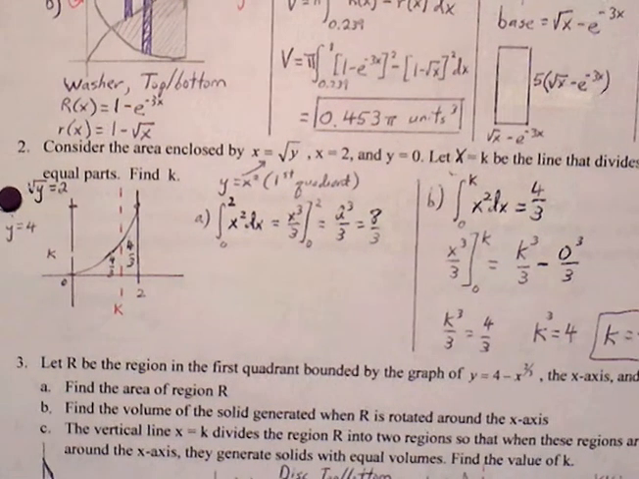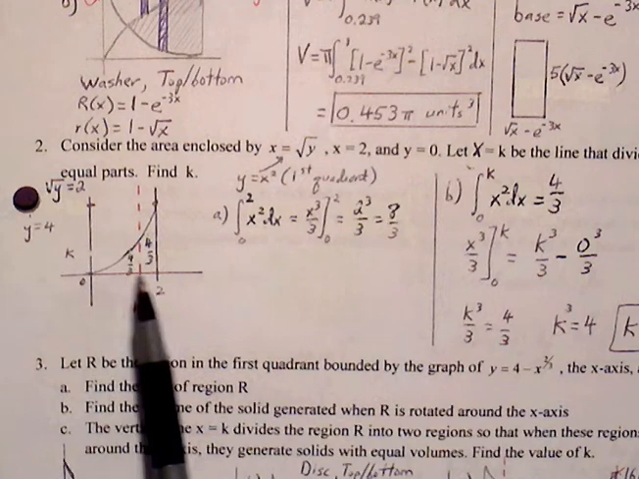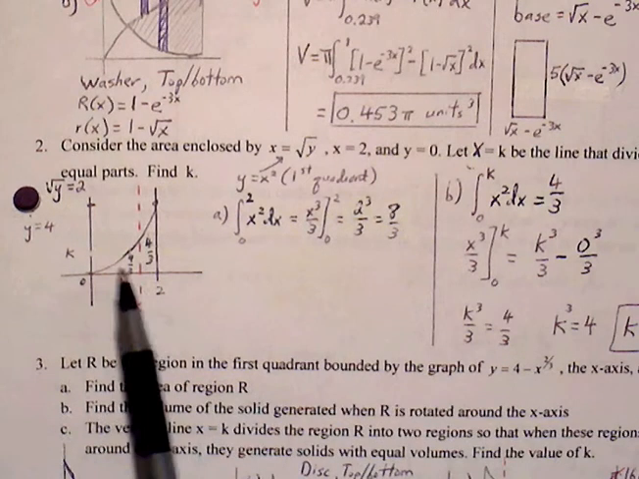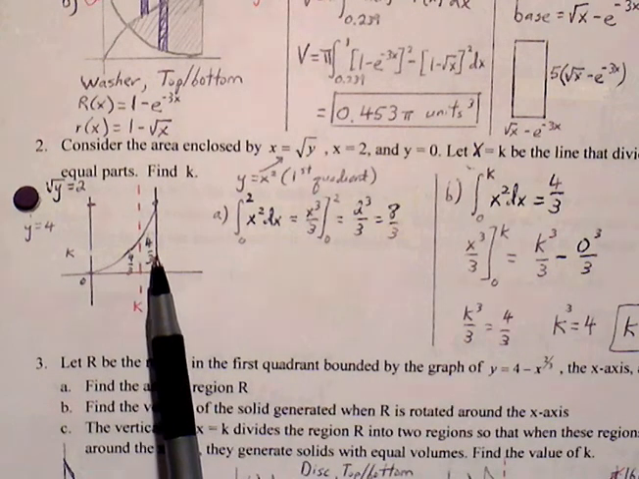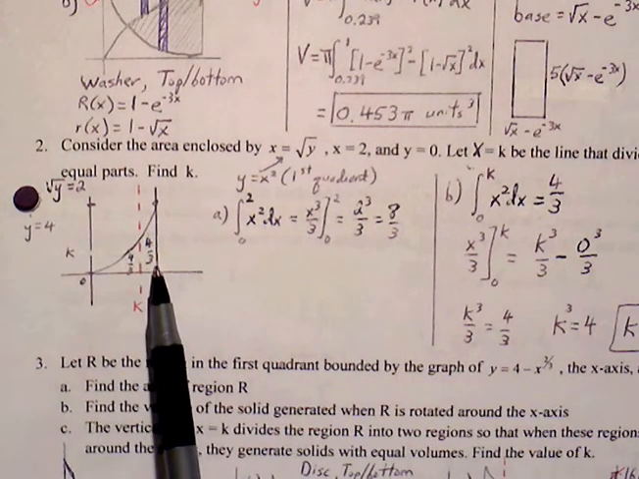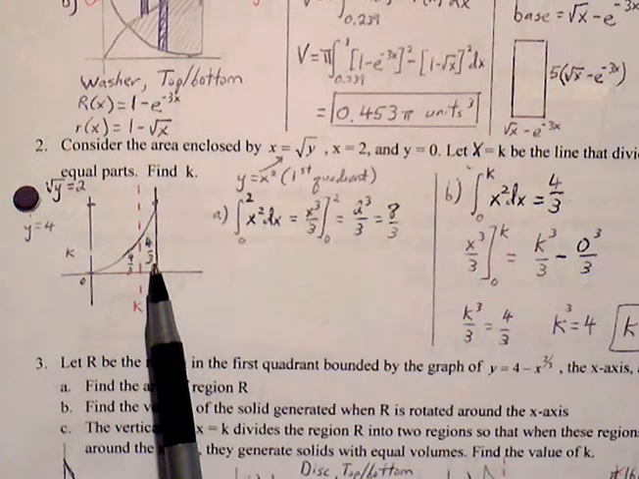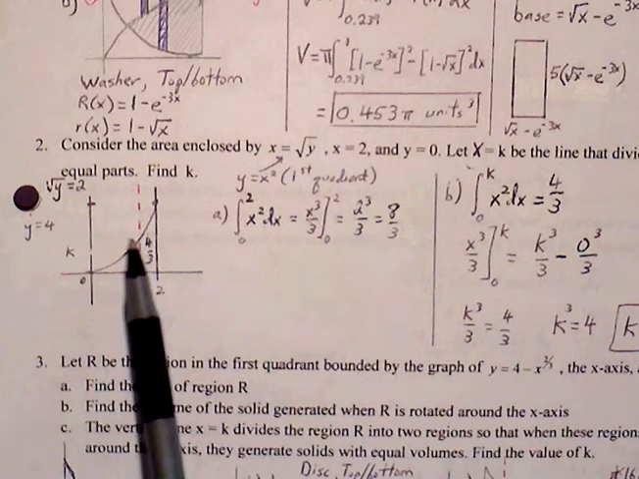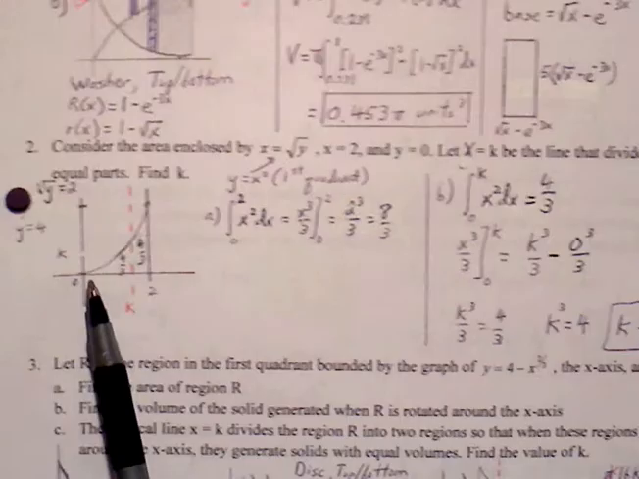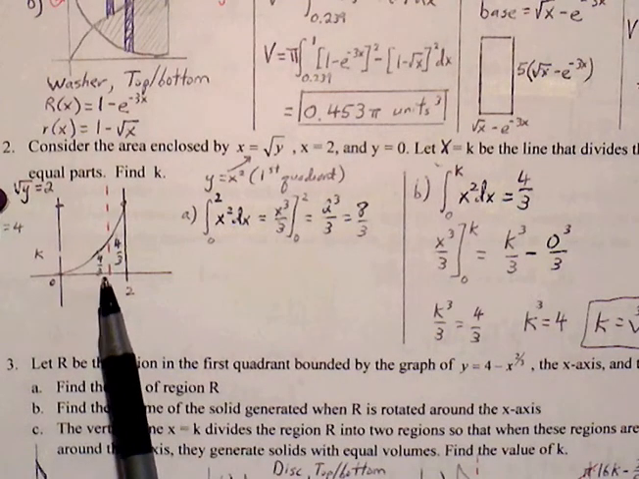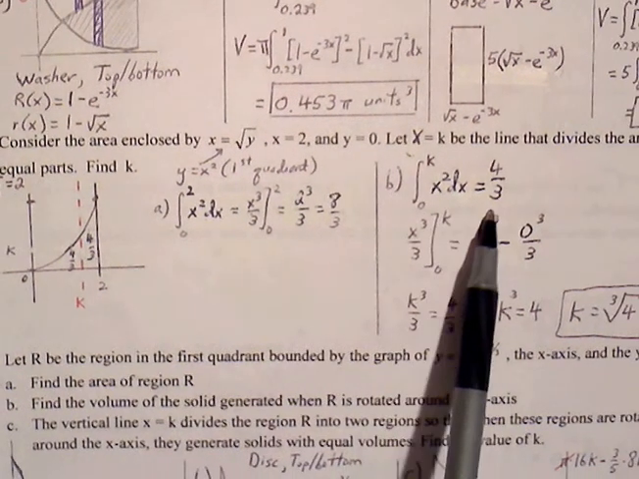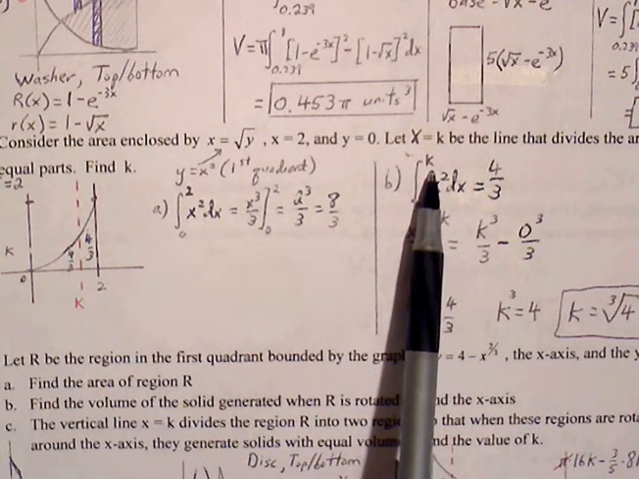Part B, now I can find k value because we know that this entire region has an area of 8/3. But if we want to draw a vertical line k that splits this area into 2 equal regions, then we know that each half must be 4/3. Right? 4/3 plus 4/3 equal our total area of 8/3. So we can simply just set up an equation for the left side of this vertical line. So we can say the definite integral from 0 to k of top curve minus bottom curve, x squared dx, is equal to 4/3. Okay, we know half the area region is 4/3. We just need to figure out where that vertical line is going to be.